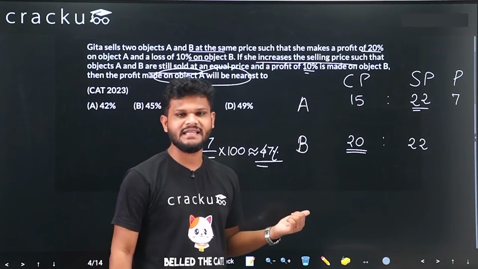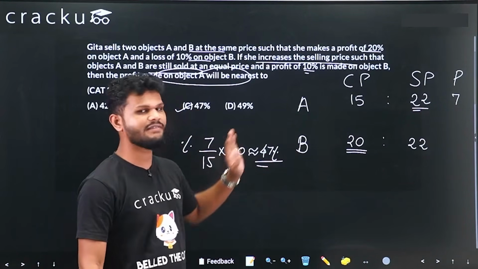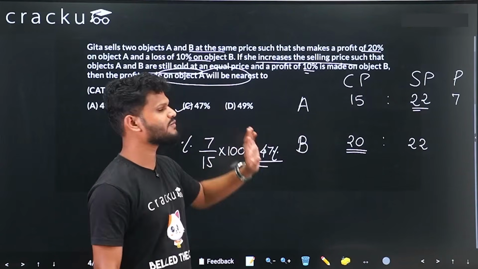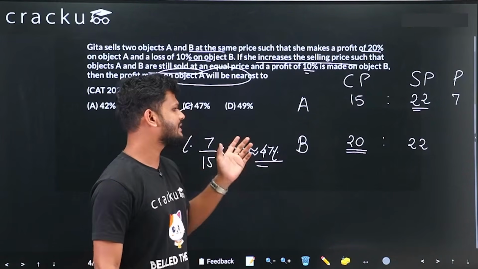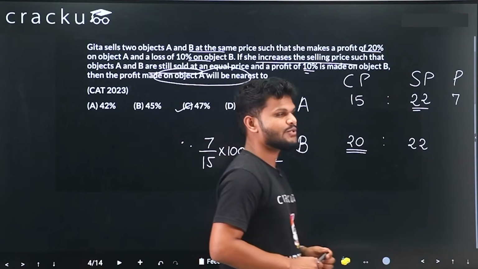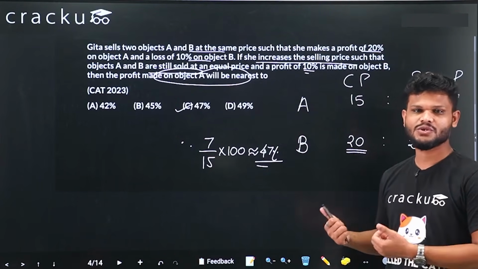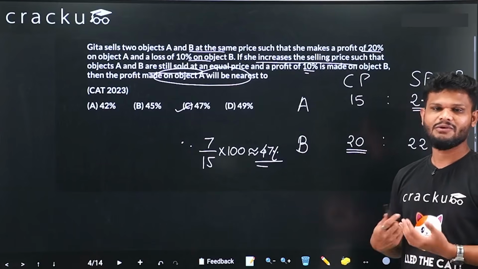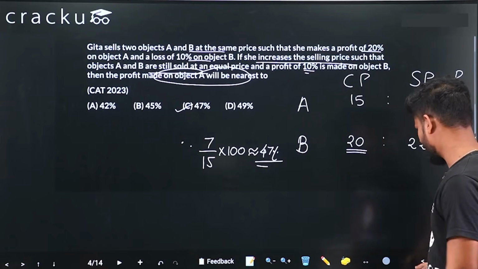Did we do anything fancy here? We did nothing. We just equated the ratio. Why? Because selling price was given as the same. And then we just worked on the other conditions and we got the answer. So you can also work on the ratios and solve this question using the ratios. Now let us look at the next trick.